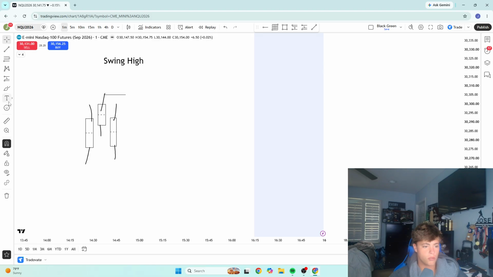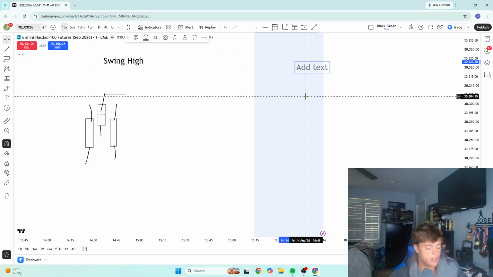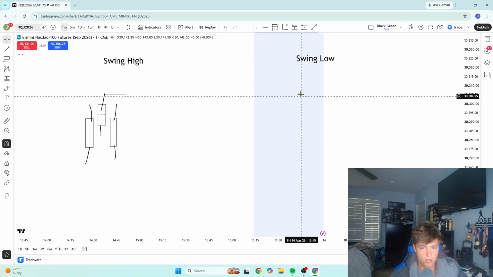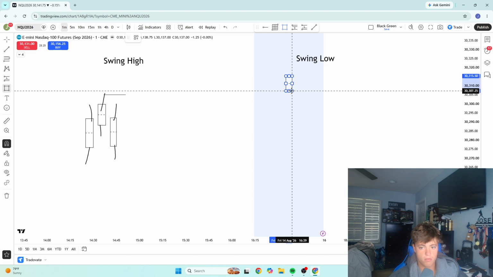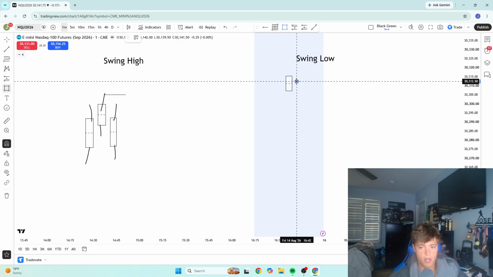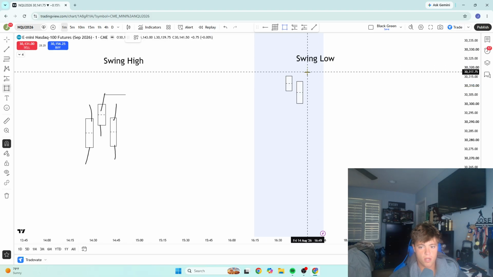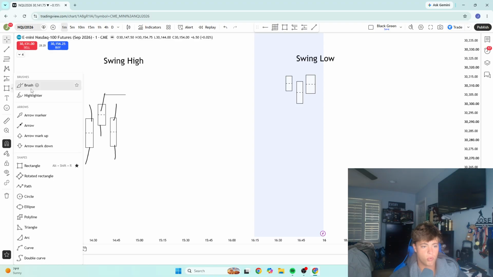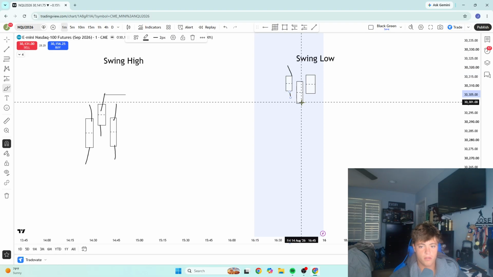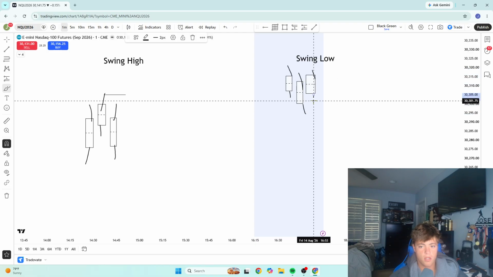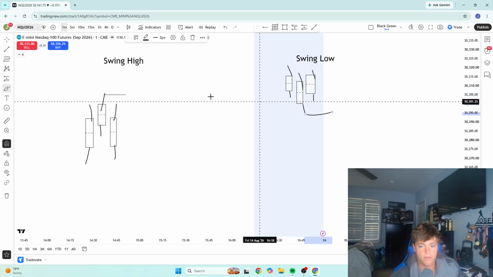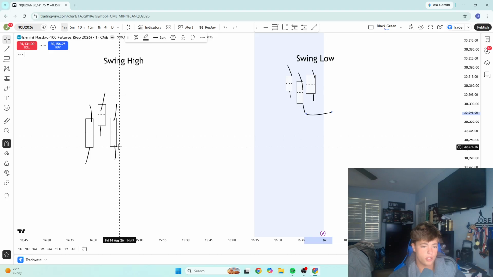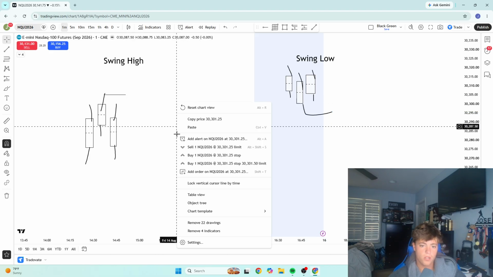Now I'd hope you're smart enough to say, well, if that is a swing high, what's a swing low? Well, a swing low is going to be a low, a lower low, and then another low. I know it's off portion, but it doesn't really matter. And the swing low would be right here. Swing high, swing low. You're going to have to understand this.